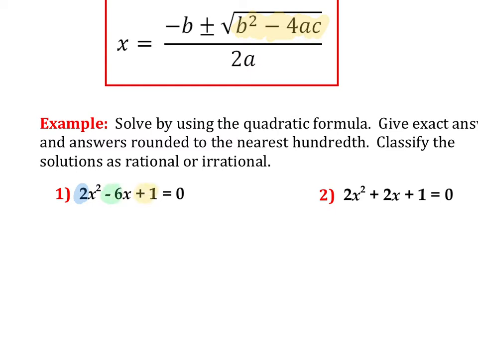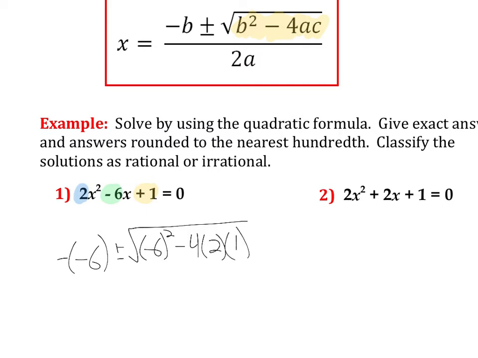So if I were to plug things in, I've got negative 6, so the opposite of negative 6, plus or minus the square root of negative 6 squared, and I realize you guys can do that in your head, minus 4 times a, in this case 2, times 1, which is our c value, all over 2 times a, and again, a was 2.